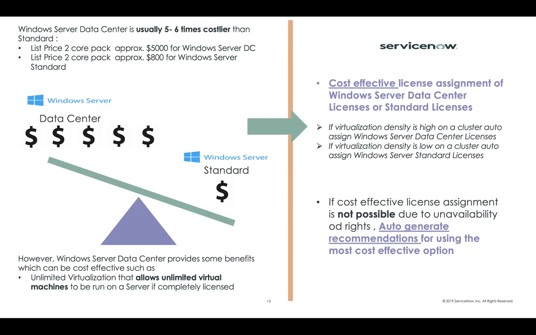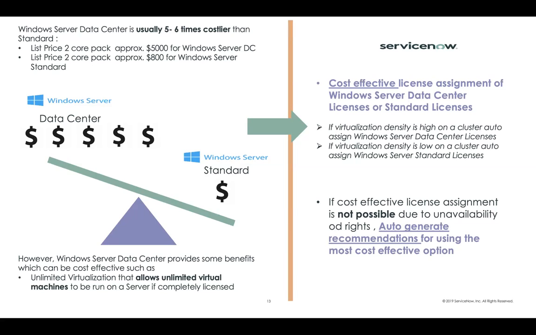Based on what is cost effective, the license assignment is done for the Datacenter license or the Standard license. As you know, Datacenter provides unlimited virtualization. That is, if you have the server fully licensed with Windows Server Datacenter, you can run an unlimited number of virtualizations. Hence, it makes sense to use these licenses only when the number of virtual machines is really high on that cluster. That determination is done automatically by ServiceNow. If the virtualization density is really high, we automatically apply the Datacenter license, and if it is low, we apply the Standard license. So you can see that the cost-effective determination is done automatically by ServiceNow.